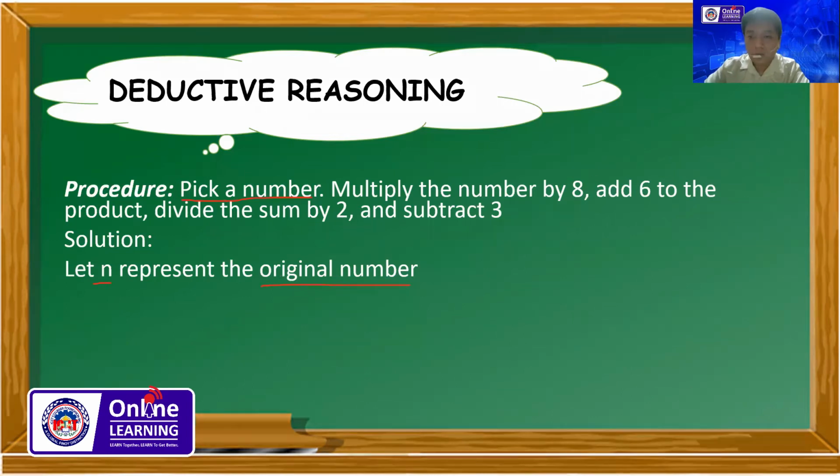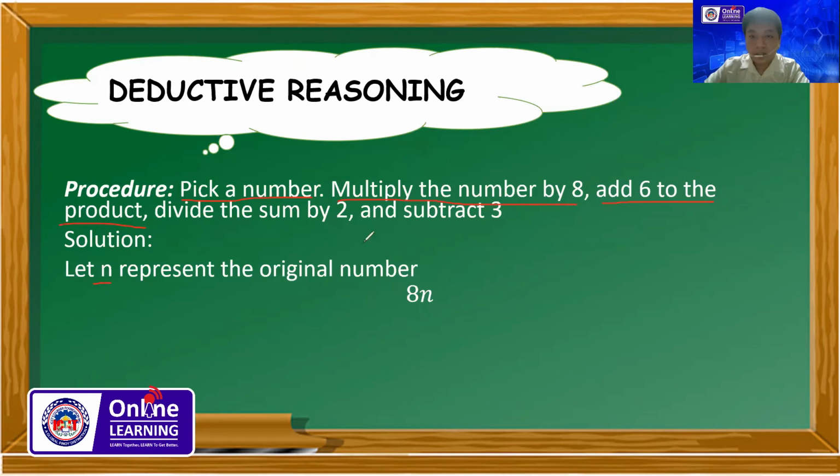So you will come up with this. It will become 8n. Okay, so why? Because the original number will be multiplied by 8. So that's why you will come up with 8n. Then after that is the next solution after multiplying the number by 8. So the next one, class, is add 6 to the product.